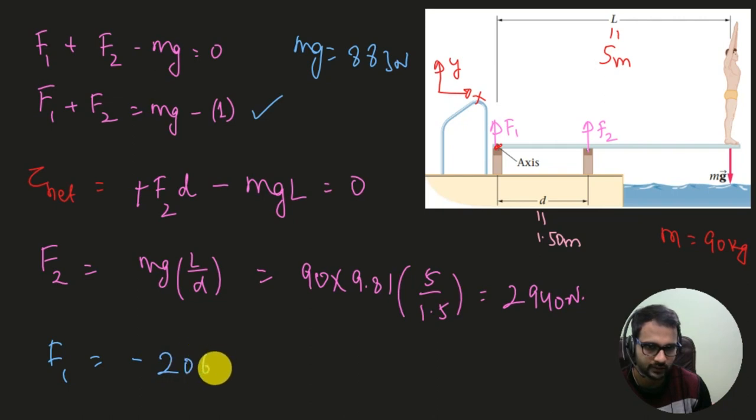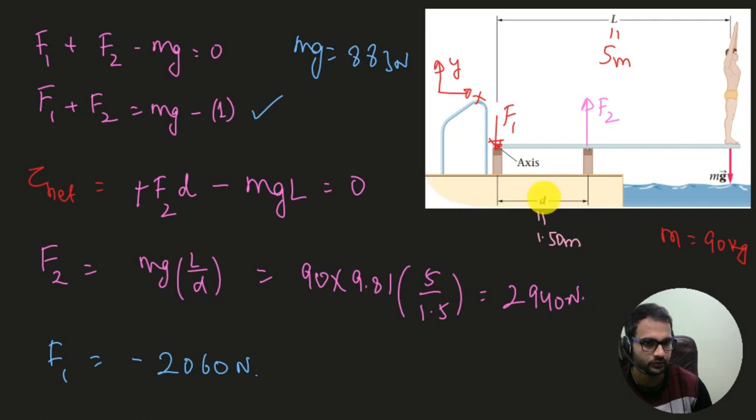negative 2060 newton. Now, here we can see a couple of observations. First observation is that you have obtained this force F1 to be negative. This negative sign denotes that initially we had taken the direction of F1 to be upward, but since the value obtained is negative, actually this F1 is in the downward direction, like this. This is F1, and F2 is 2940, so you should increase the length of this vector like this. It should be greater than F1, right? And the direction will be upward because we have obtained a positive value.